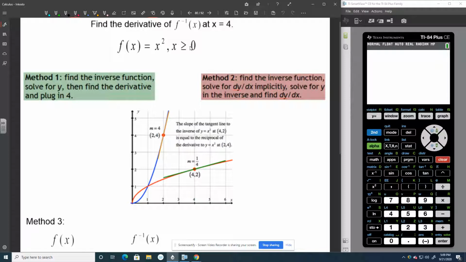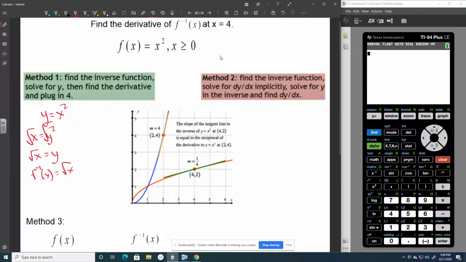Okay, and there's a few methods to do this. One of those is to go ahead and find the inverse function, solve for y, and then find the derivative of the inverse function. So I could do that. I could say, all right, y equals x squared is my function. Now I've got to swap. I've got to put my x over here equals y squared. And now I want to get y by itself. So I'm going to take the square root of both sides. So the square root of x is going to equal y, which really just says my f inverse of x is equal to the square root of x.